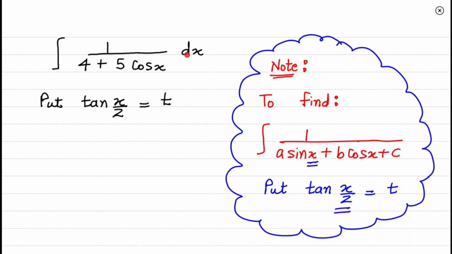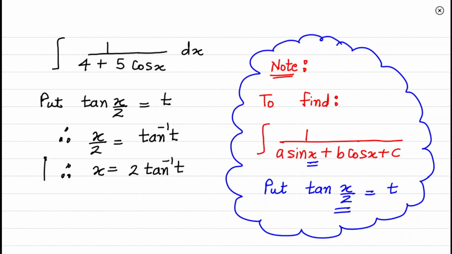And in order to find the value of dx in terms of t, let's find the value of x from here. Then we'll find the value of dx. In order to find the value of x, shift that tan to the right hand side. So therefore, you have x by 2 is equal to tan inverse of t. Therefore, you have x is equal to, just multiply that 2 on the right hand side, 2 tan inverse of t. So you find the value of x from here.